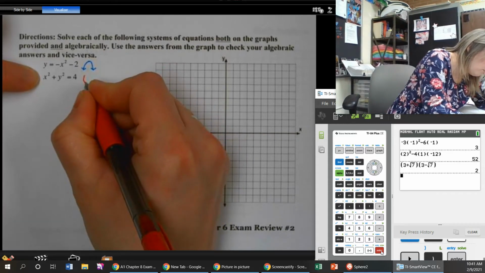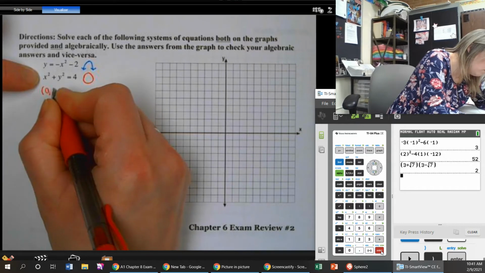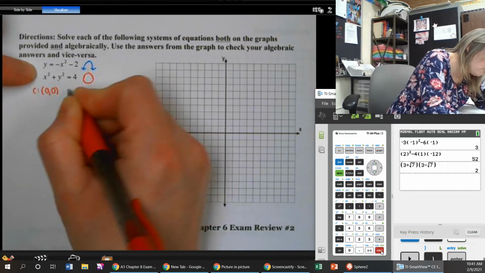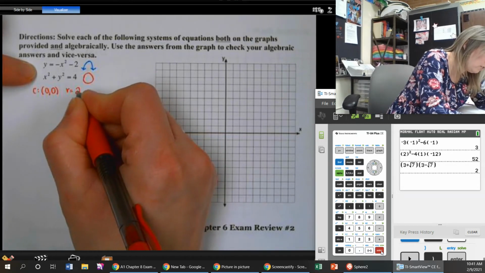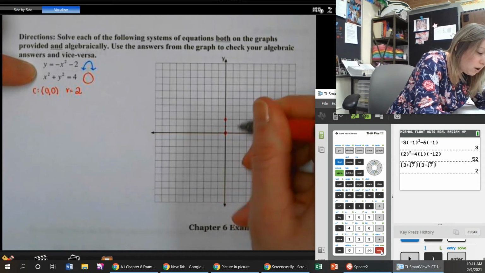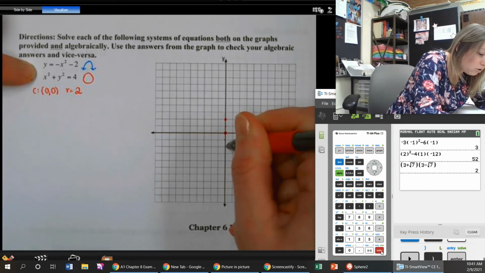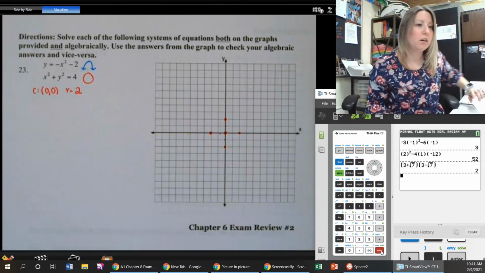So this is a circle where your center is 0, 0. And your radius is the square root of this number right here. The square root of 4 is 2. So I would start here and go out 2, right 2, down 2, and left 2. Should have said up 2 there, sorry.